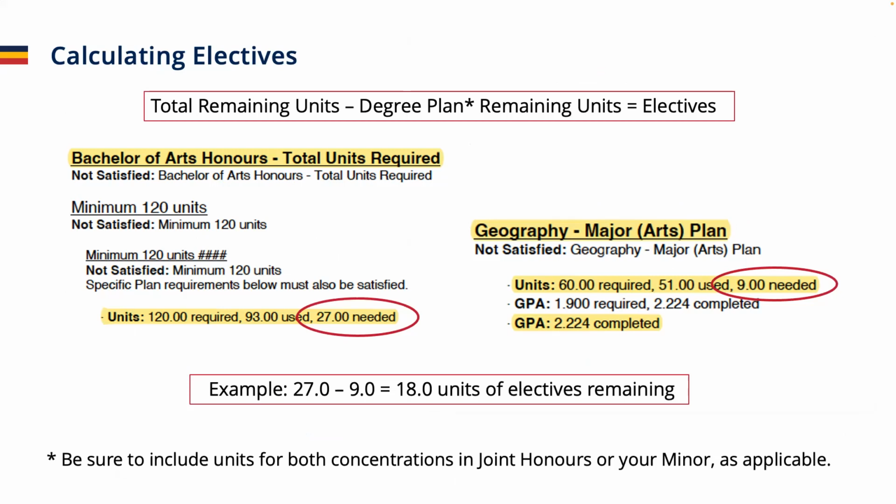Remember that the total units required for your degree are comprised of your plan requirements and elective courses. Your progress report does not explicitly show you how many electives you need to take. To calculate your elective units, you will need to subtract your plan units needed from your total units needed. If you are in a joint honors plan, be sure to include the required units remaining for both plans in your calculation. If you have a minor plan, you will need to include those units as well.